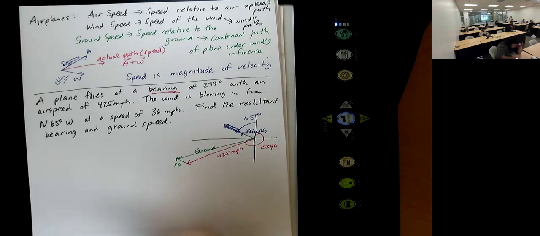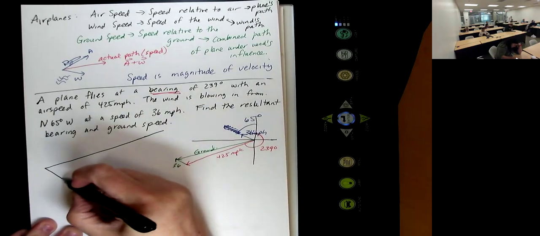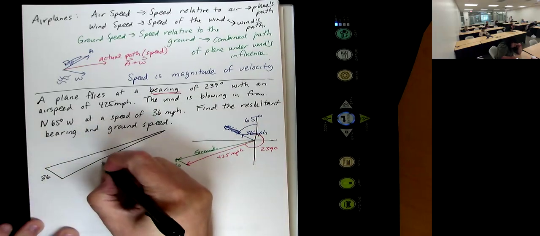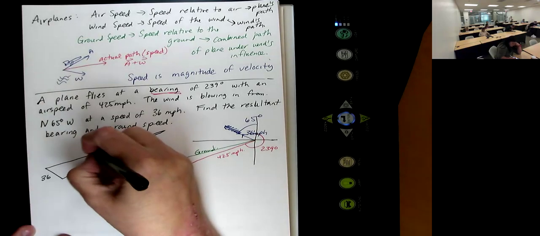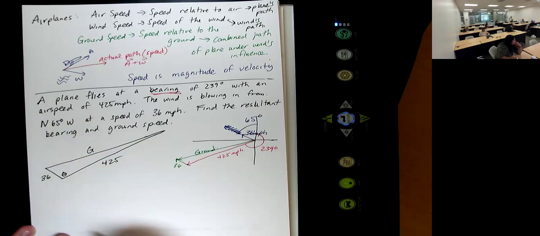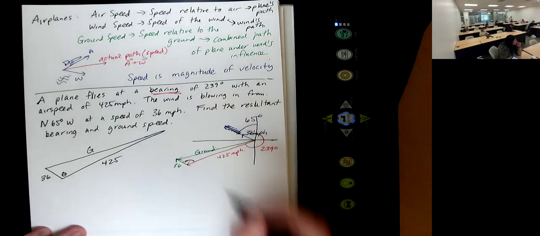So I have this long triangle here, and I need to figure out what angles go inside of it. That's got a length of 36, that's got a length of 425 or speed. This is the ground speed we're looking for. If I can find this angle right there, I can use law of cosines to find G. So we kind of need to find this, what is this?